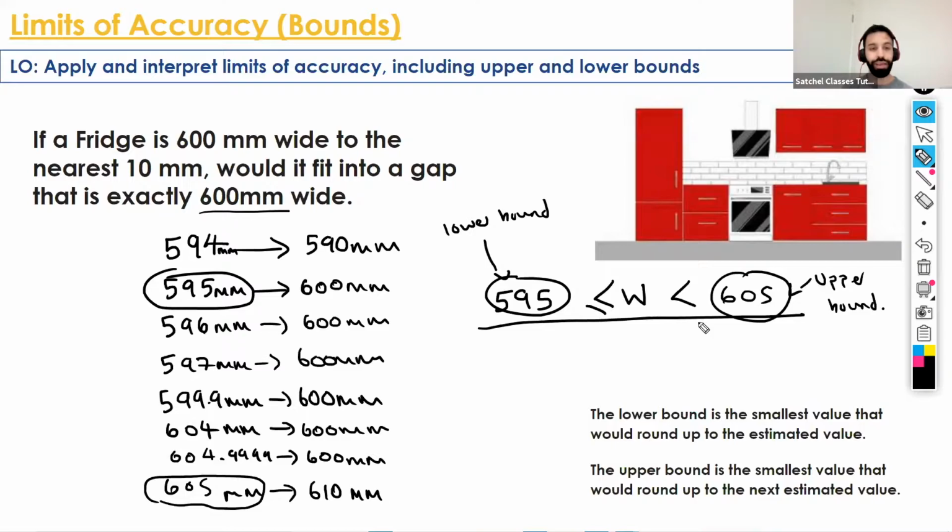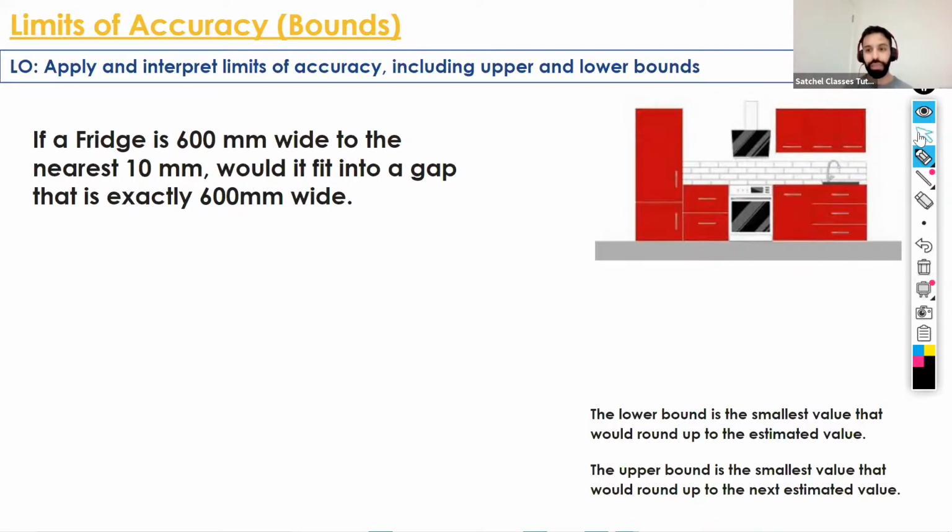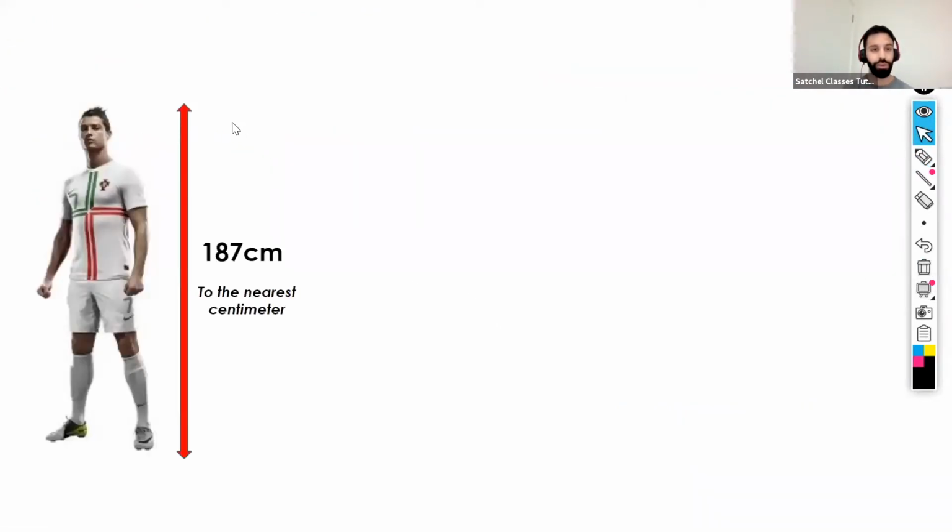All right, so let's try another example then. Let's think about someone quite famous who you might know. Cristiano Ronaldo is 187 centimeters to the nearest centimeter. So what could be the range of his height, or what could be the error interval? Well, let's think about it. To the nearest centimeter. If I just draw a number line here, that's another way of doing these problems.